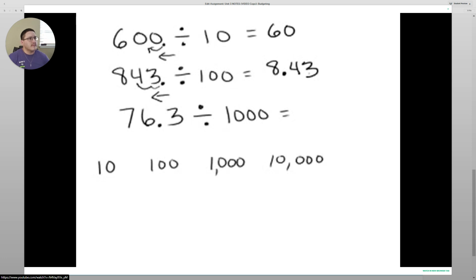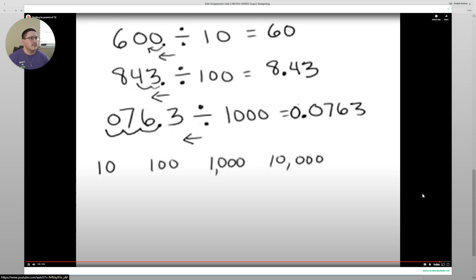It's only slightly different if you already have a decimal there. I'm just going to move the decimal from where it's at. Again, I'm going to move to the left. I'm going to move 1, 2, 3 spaces, and fill in. The answer is 0.0763, and we want to put a 0 in front of our decimal too. So that's all there is to dividing with powers of 10.